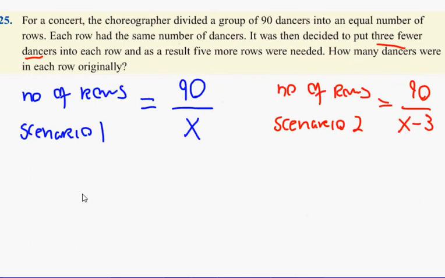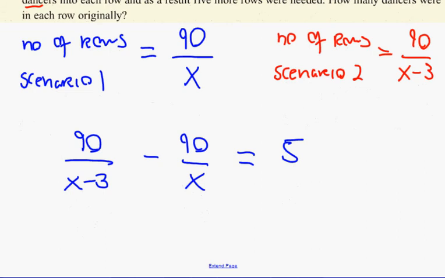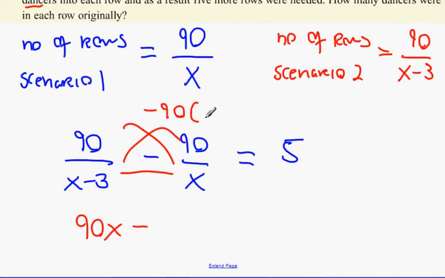Okay? So, in this case, we're going to get 90 divided by x minus 3, take away 90 over x. The difference in the number of rows required is 5. Now we're in business with our 3 lines. Okay? So, 1, 2, 3. We're going to get 90x minus, now this is the tricky part, minus 90 bracket x minus 3. Don't make that mistake. Multiply out: minus 90x plus 270.